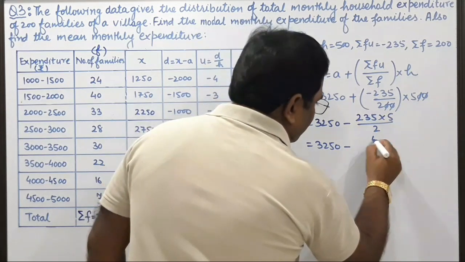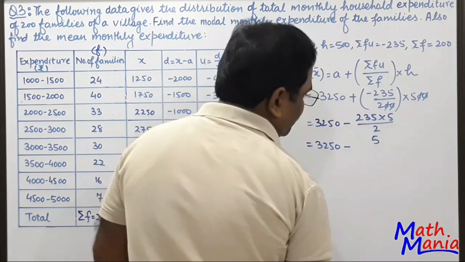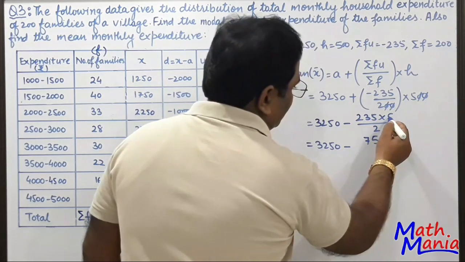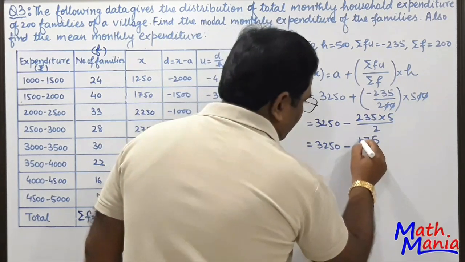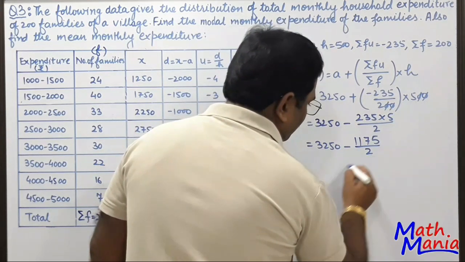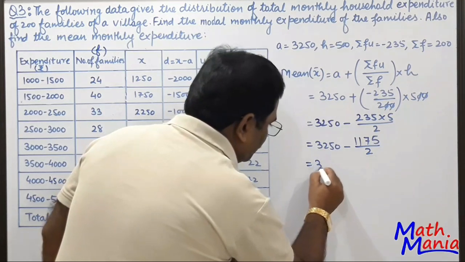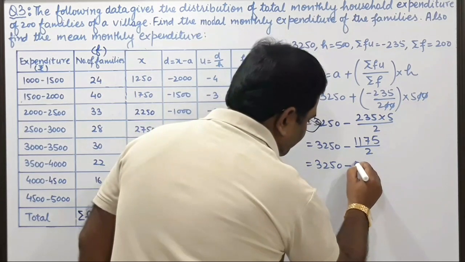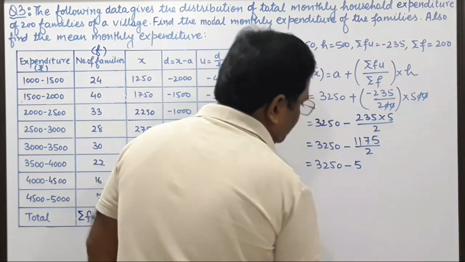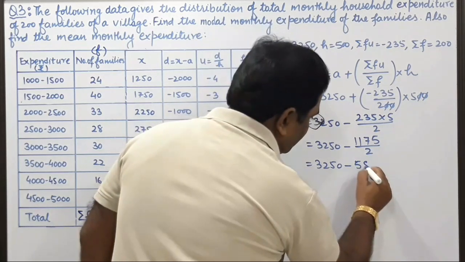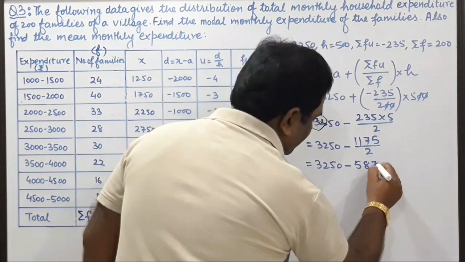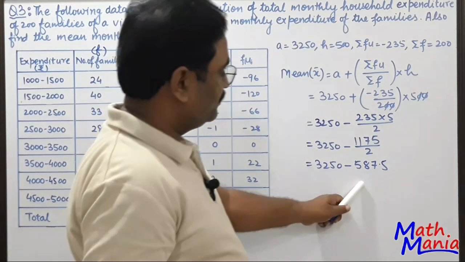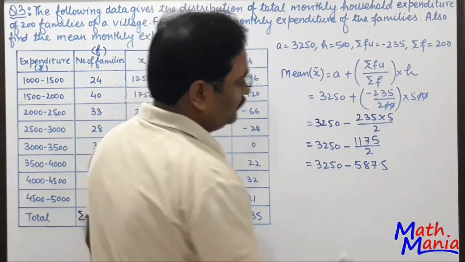3250 minus 5 fives are 25, 5 threes are 15, 217, 5 twos are 10, 111 divided by 2. So divided by 2, 3250 minus 2 fives are 10, 2 eights are 16, 2 sevens are 14.5. So you have to subtract this number from 3250.